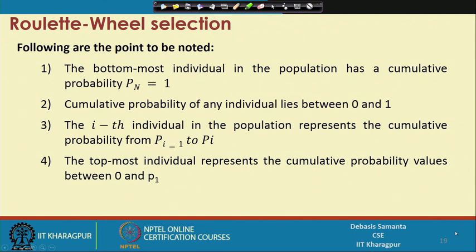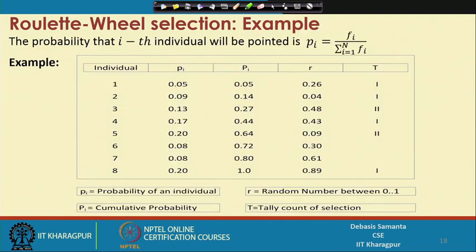Now the following are the important features of the roulette wheel, as you can understand. The bottommost individual in the population has a cumulative probability Pn equal to 1. This is the bottommost individual, and it has the cumulative probability 1.